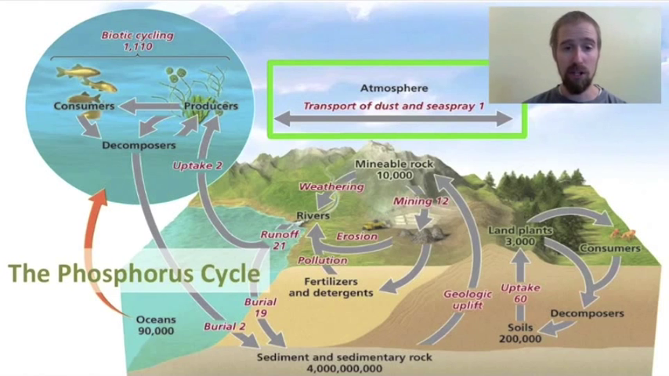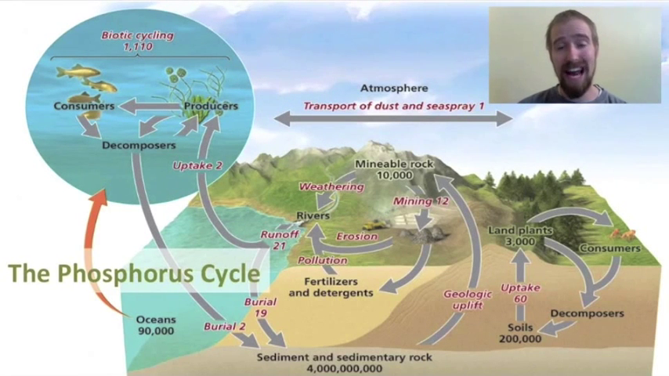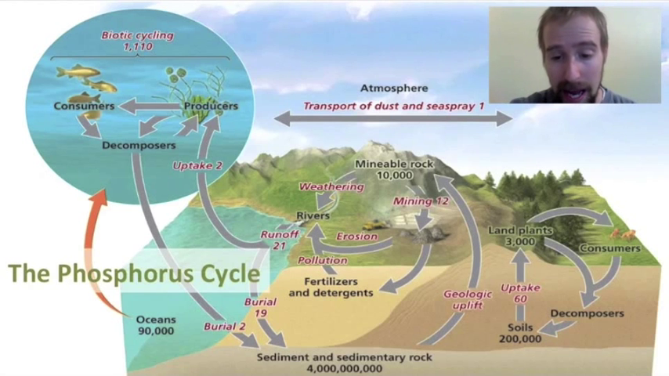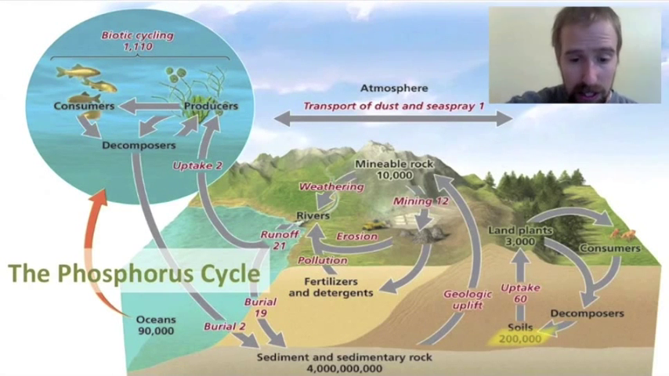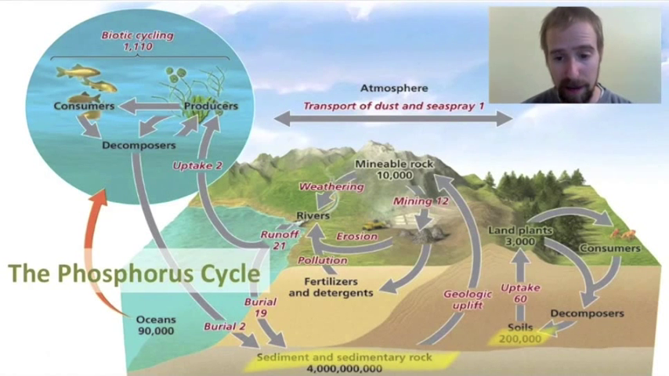So as rocks are broken down into soil and dust by way of erosion, sometimes that gets blown around through the atmosphere, but if you look at this number here, that's really a very small amount of phosphorus. Although there's not a lot happening in the atmosphere during the phosphorus cycle, there's an awful lot happening here in the ground. And most of the phosphorus we find on the planet exists in soils and in sedimentary rocks.